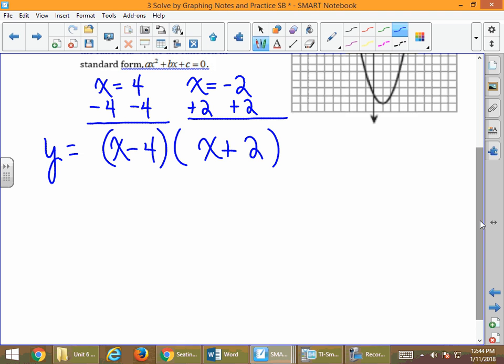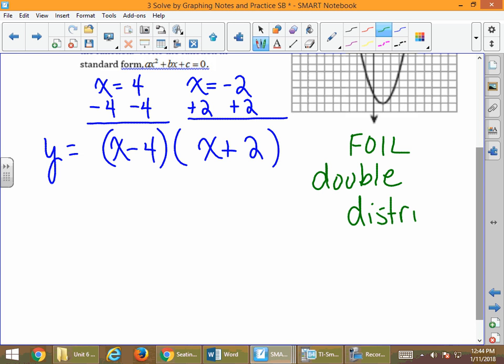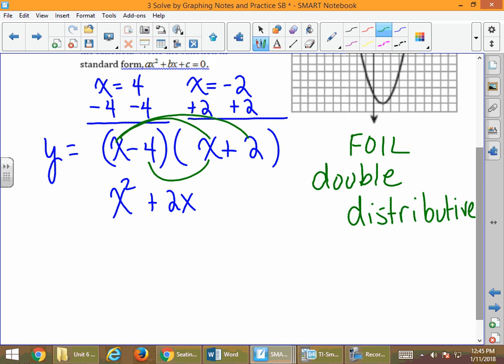And now we're going to use FOIL, or sometimes your algebra teacher calls it the double distributive property. When we multiply, x times x is x squared. X times 2 is 2x. -4 times x is -4x. And -4 times 2 is -8.